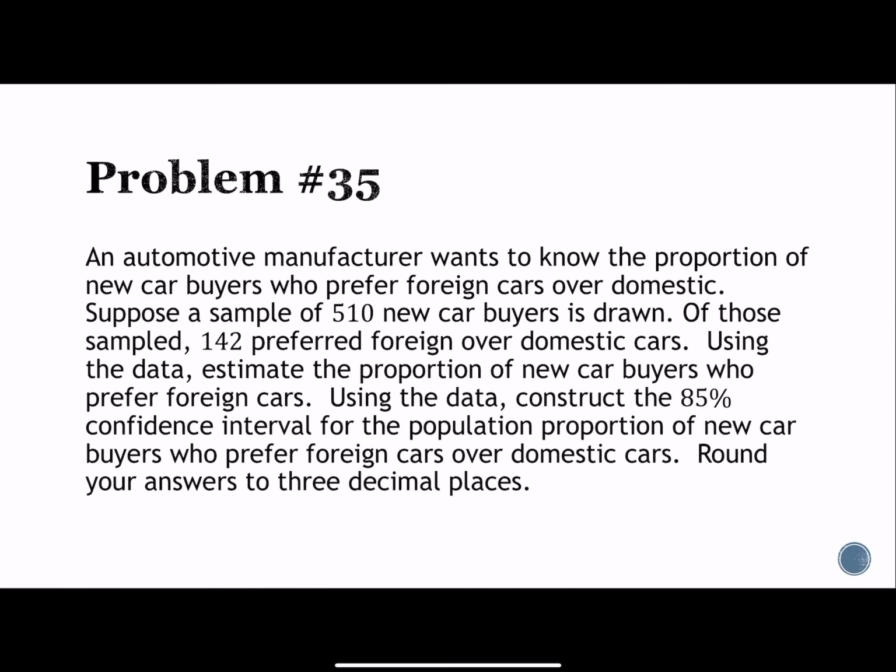Automobile manufacturer wants to know the proportion of new car buyers who prefer foreign cars. Okay, so we're dealing with proportions here. We got a sample. Of those sampled, 142 preferred foreign cars. Using the data, construct 85% confidence interval. Well, that's very, very specific. We know exactly what we have to do. Chapter 8, I believe section 8.4 specifically dealt with confidence intervals for proportions. Okay, so pretty easy to see there.